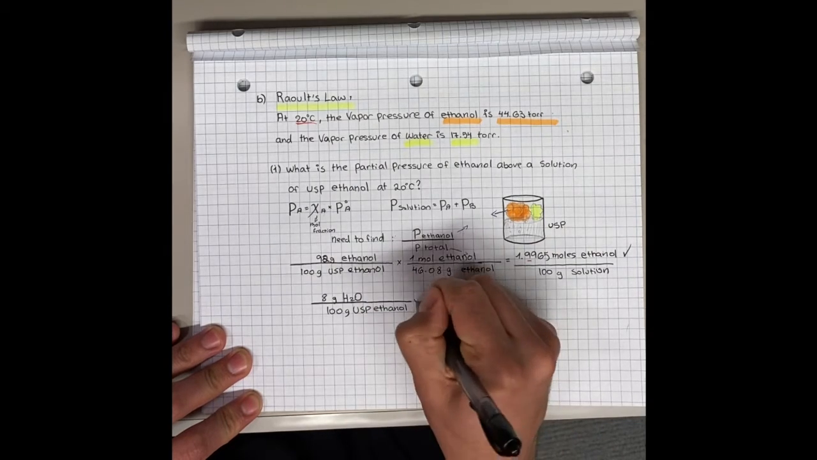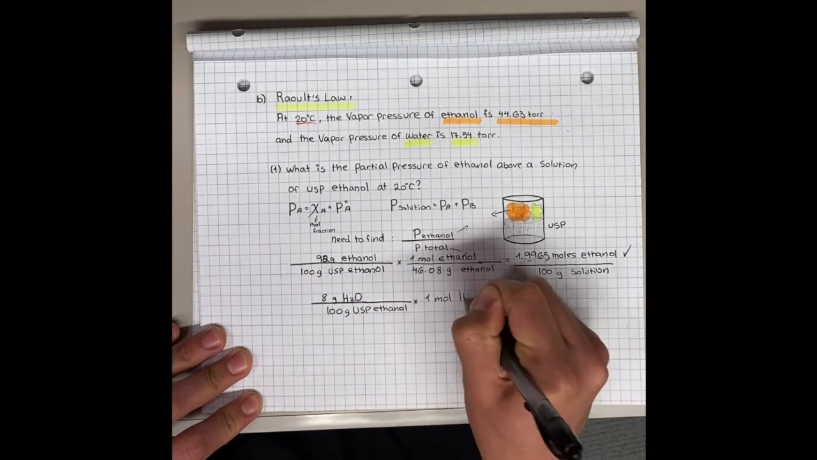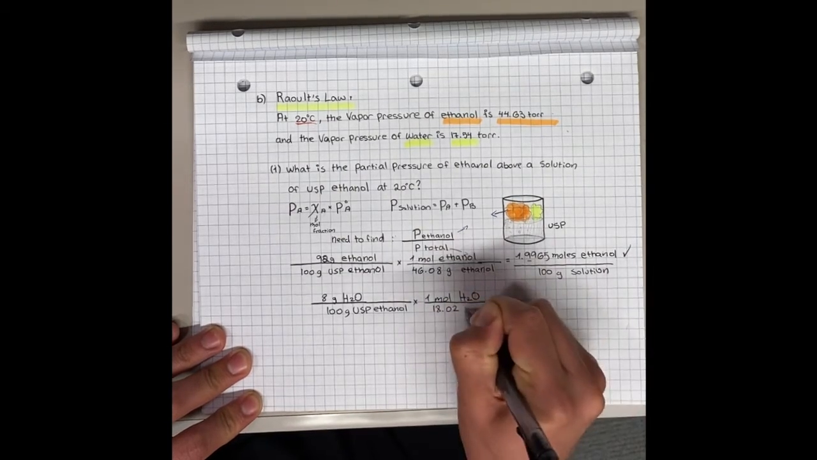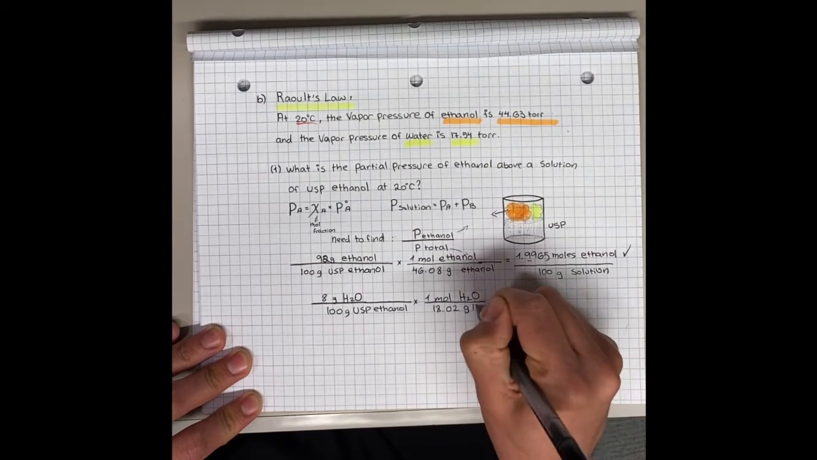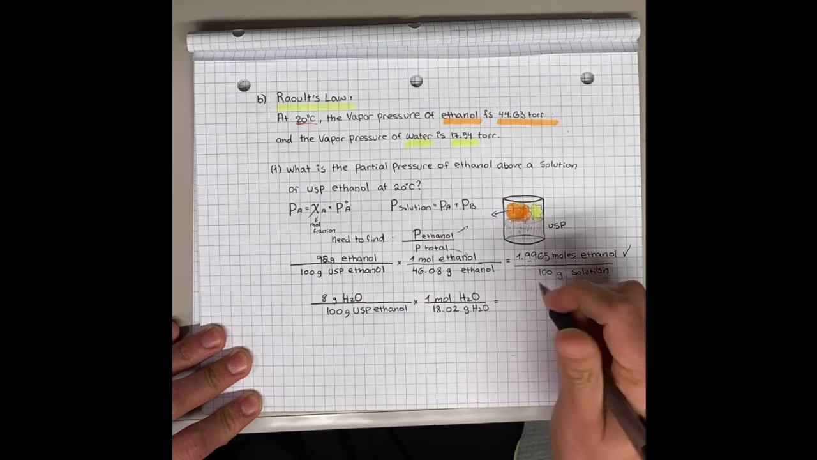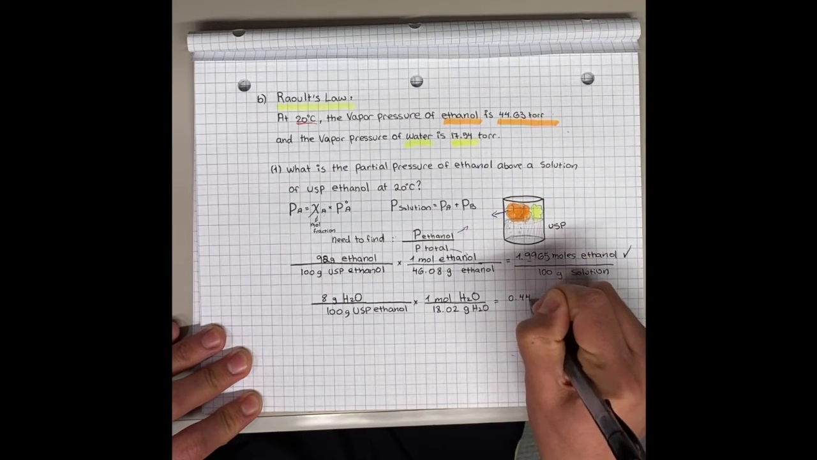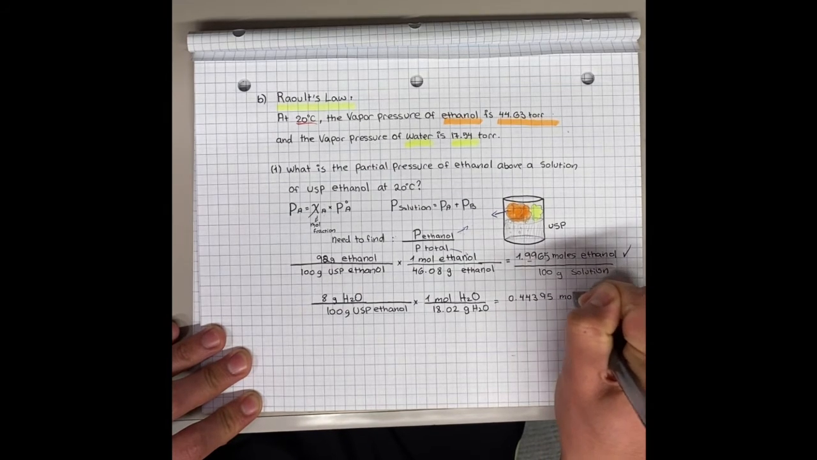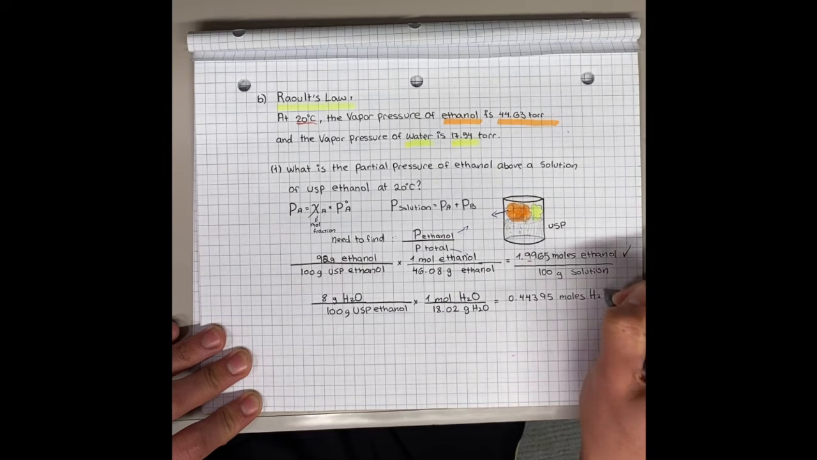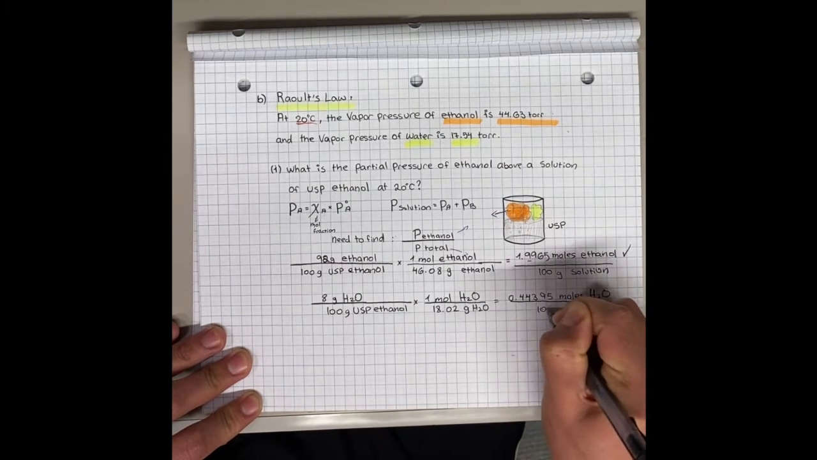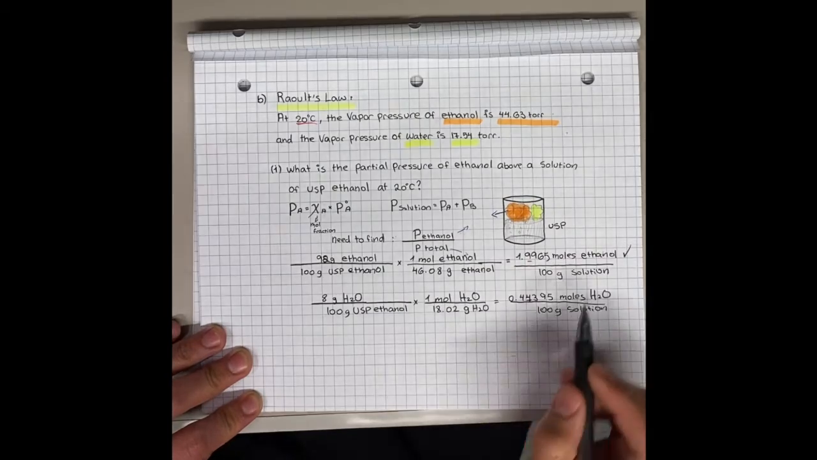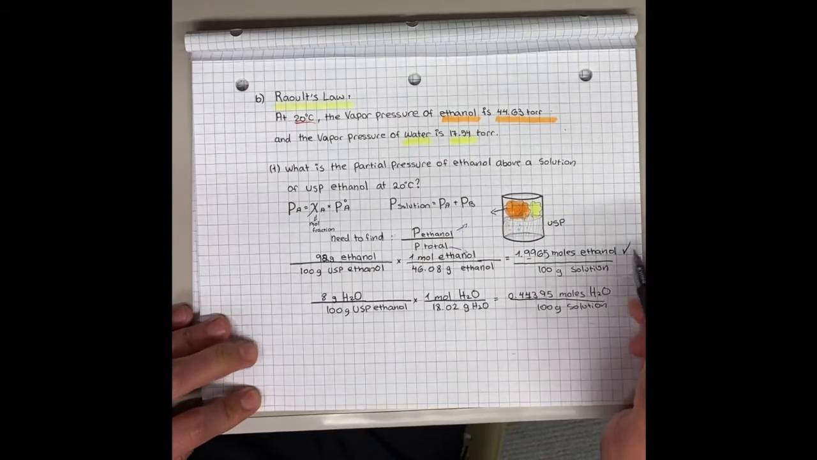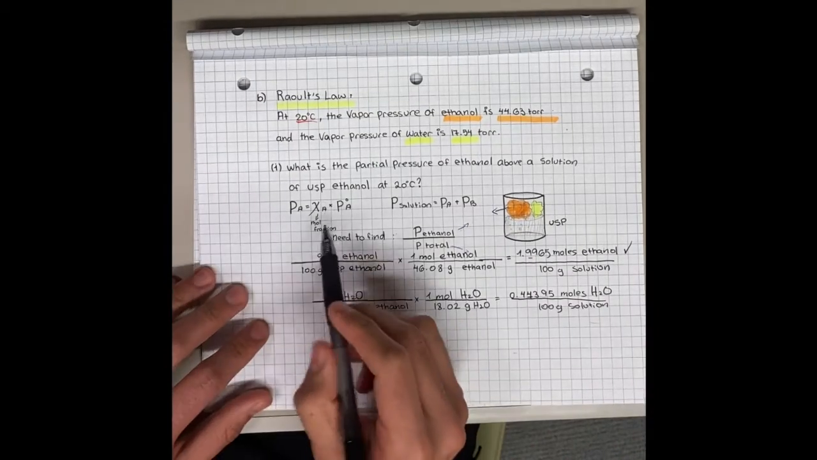And I do the same for water. 1 mole of water has a molar mass of 18.02 grams. So that gives me 0.44395 moles of water for every 100 grams of solution. Now I have the moles of water and I have the moles of ethanol. So all I need to find is the mole fraction of ethanol.